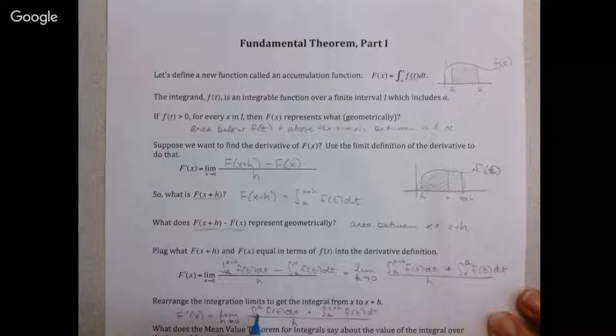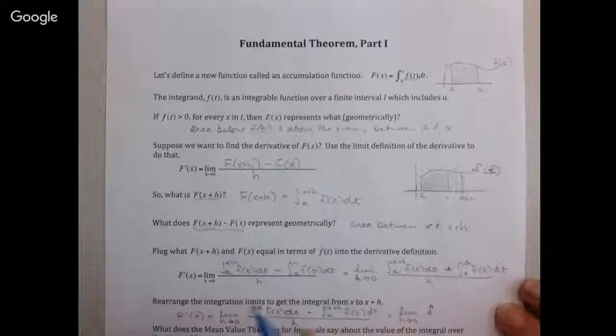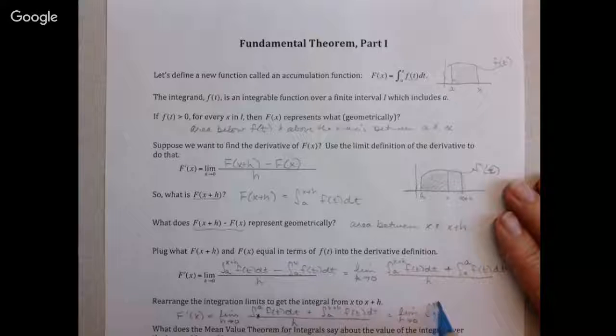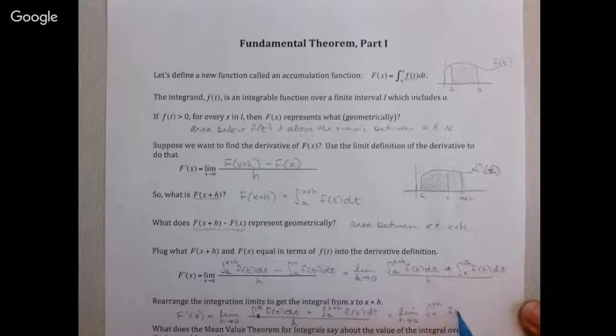Now, if I have an integral that goes from x to a, and then from a to x plus h, I could add these two integrals together and just go from x to x plus h. So we'll have the limit as h goes to 0 of the integral from x to x plus h of f of t dt over h.